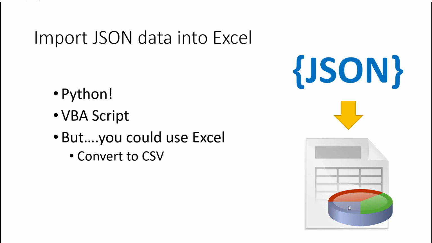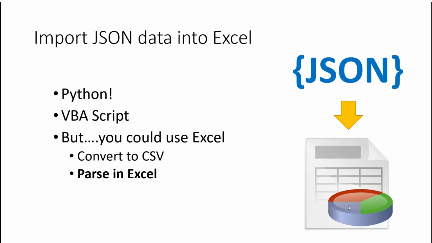Now, an easy way to do this is to take your JSON file and convert it to CSV. If you do that, then you can just import it into Excel. But again, we're really trying to learn a little bit more about how we parse data in Excel. So I'm using this JSON to Excel conversion as an example of some of the new functions that are available in the newer versions of Excel.